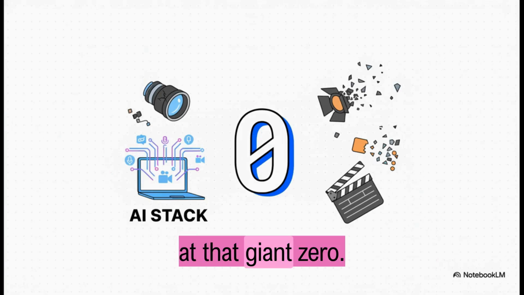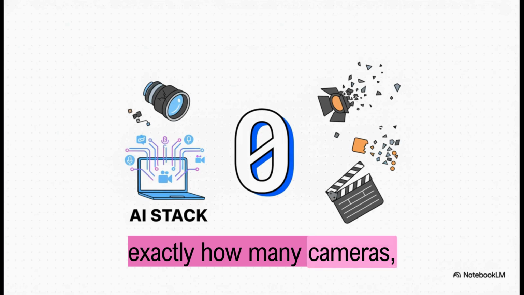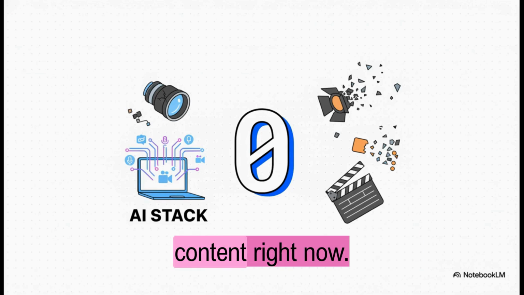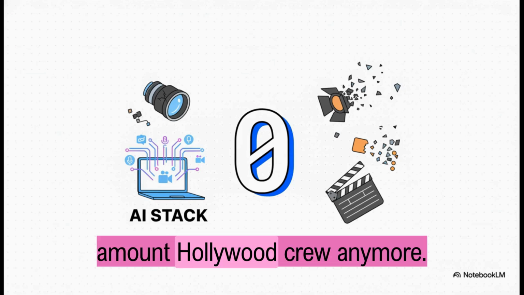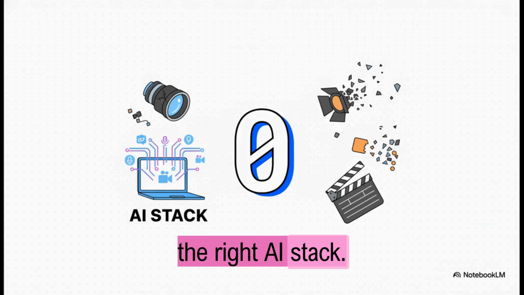Take a look at that giant 0. You know what that stands for? That's exactly how many cameras, crew members, or fancy studio spaces you need to make professional-level content right now. We're gonna go ahead and just shatter that old limiting belief right out of the gate. You seriously don't need a 500-pound monthly budget or a massive Hollywood crew anymore. Actually, scratch that. You just need your laptop and the right AI stack.